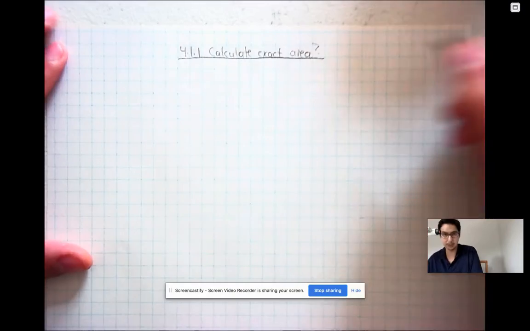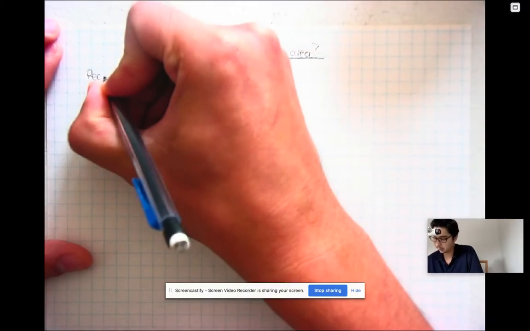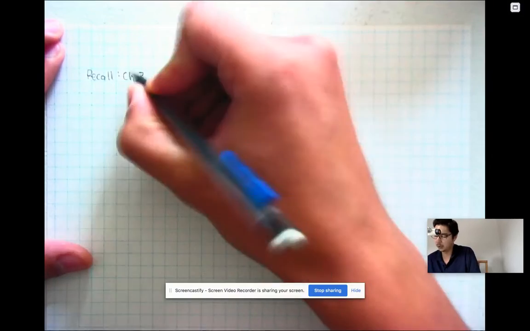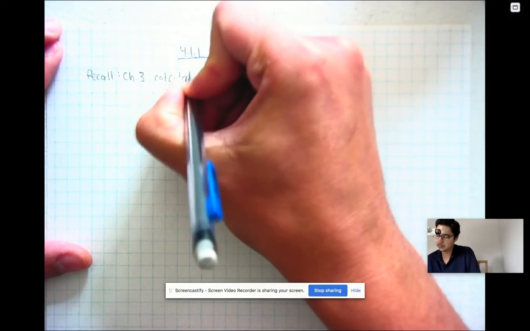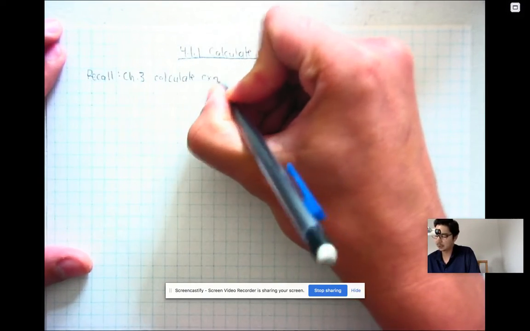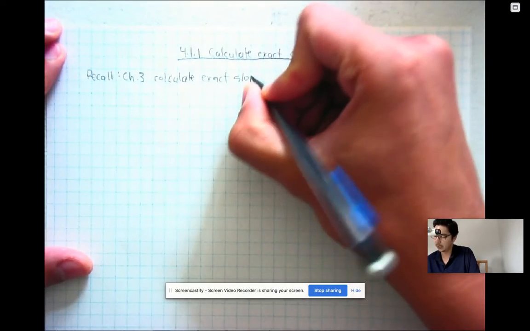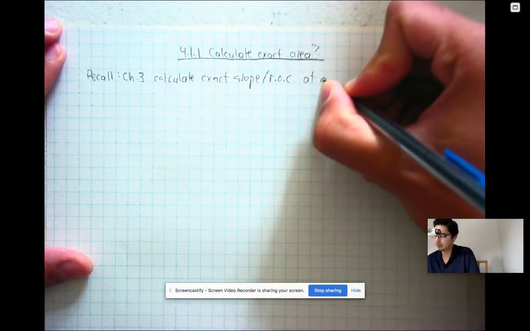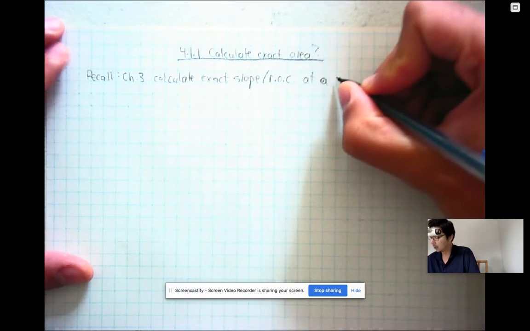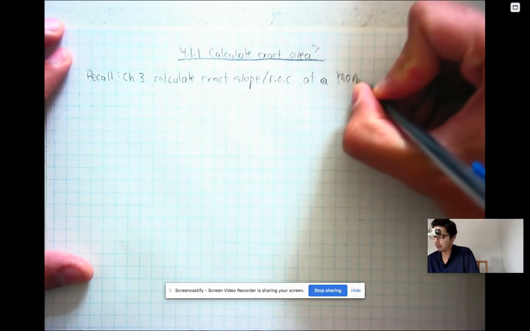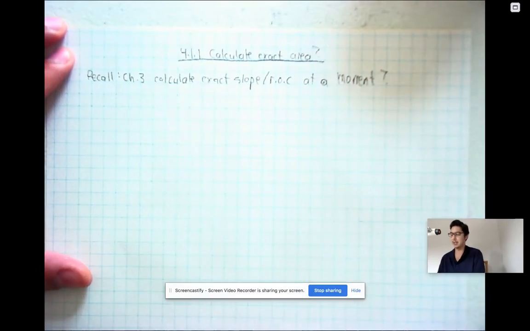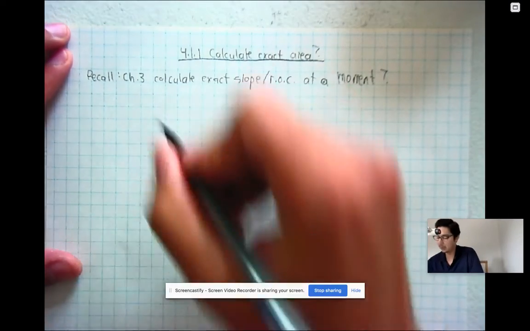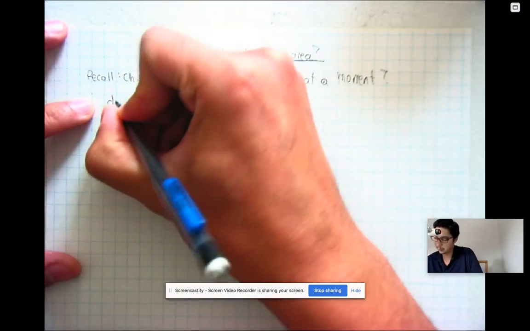Now, before we get into this, let's recall that in chapter 3, the question was how do you calculate the exact slope or rate of change at a moment. How do you calculate the exact rate of change at a moment, all right, rather than over a given interval? And the way we did that is we talked about the derivative.